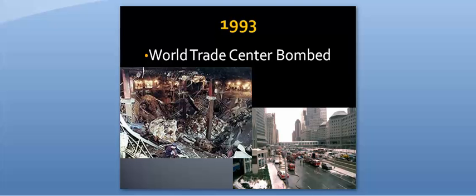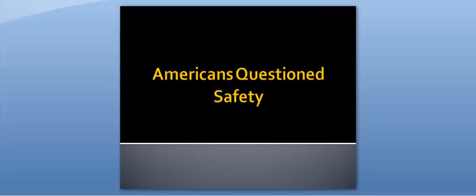Then in 93, the attacks became even more personal for the U.S. because the first Middle Eastern terrorist attack occurred on U.S. soil. A truck filled with explosives was parked in the underground parking garage of the World Trade Center in New York City. When it detonated, it destroyed the underground structure, killing 6 people, and it injured over 1,000 others. Now, the goal had been to cause the entire tower to fall and hit the other tower, which would have killed tens of thousands of people. Now, it failed in its overall goal, but it did create chaos, and it really caused Americans to question their safety at home.